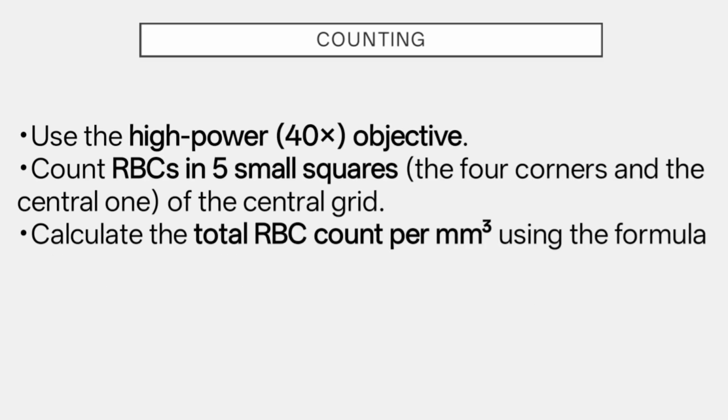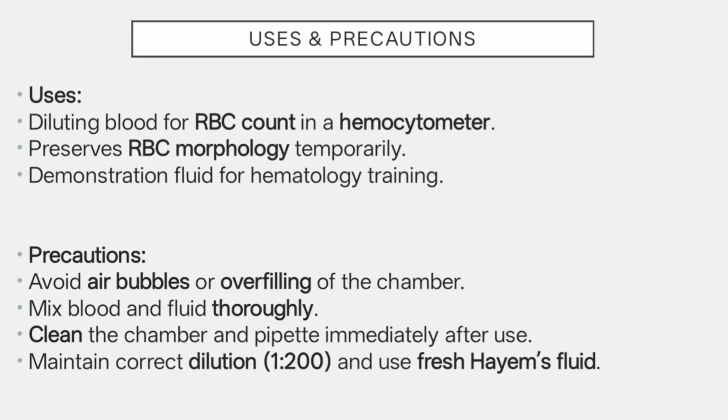After charging, you have to focus for RBC counting. Why 40x, I have already discussed. That is, we have to focus on 1 millimeter square area at the center part, so we focus in the high power objective. Count the RBCs in 5 small squares, the 4 corners and the central one of the central grid, and calculate the total RBC count per cubic millimeter. You have to express the RBC count per cubic millimeter. Without giving the unit, your result will be totally null.